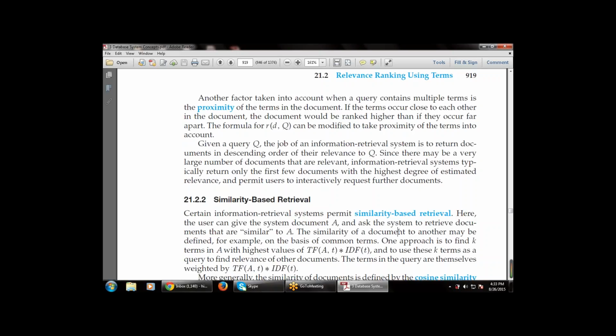Whatever terms are used, they are defined as common terms. One approach is to find k terms in A with the highest value of TF(A,t) multiplied by the IDF of t, and to use these terms as a query to find the relevant documents. The terms in the query are themselves weighted by TF(A,t) and are multiplied by the IDF(t).